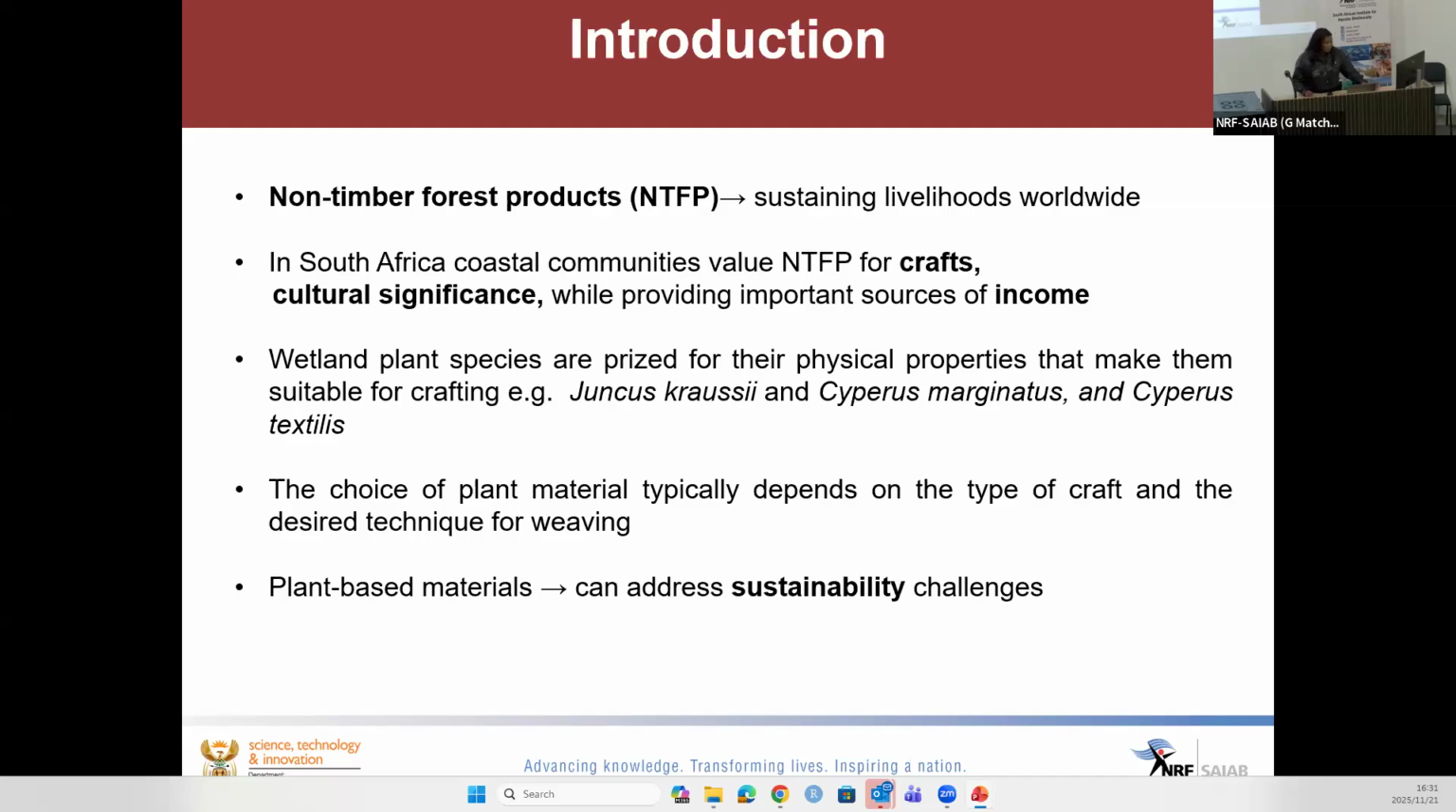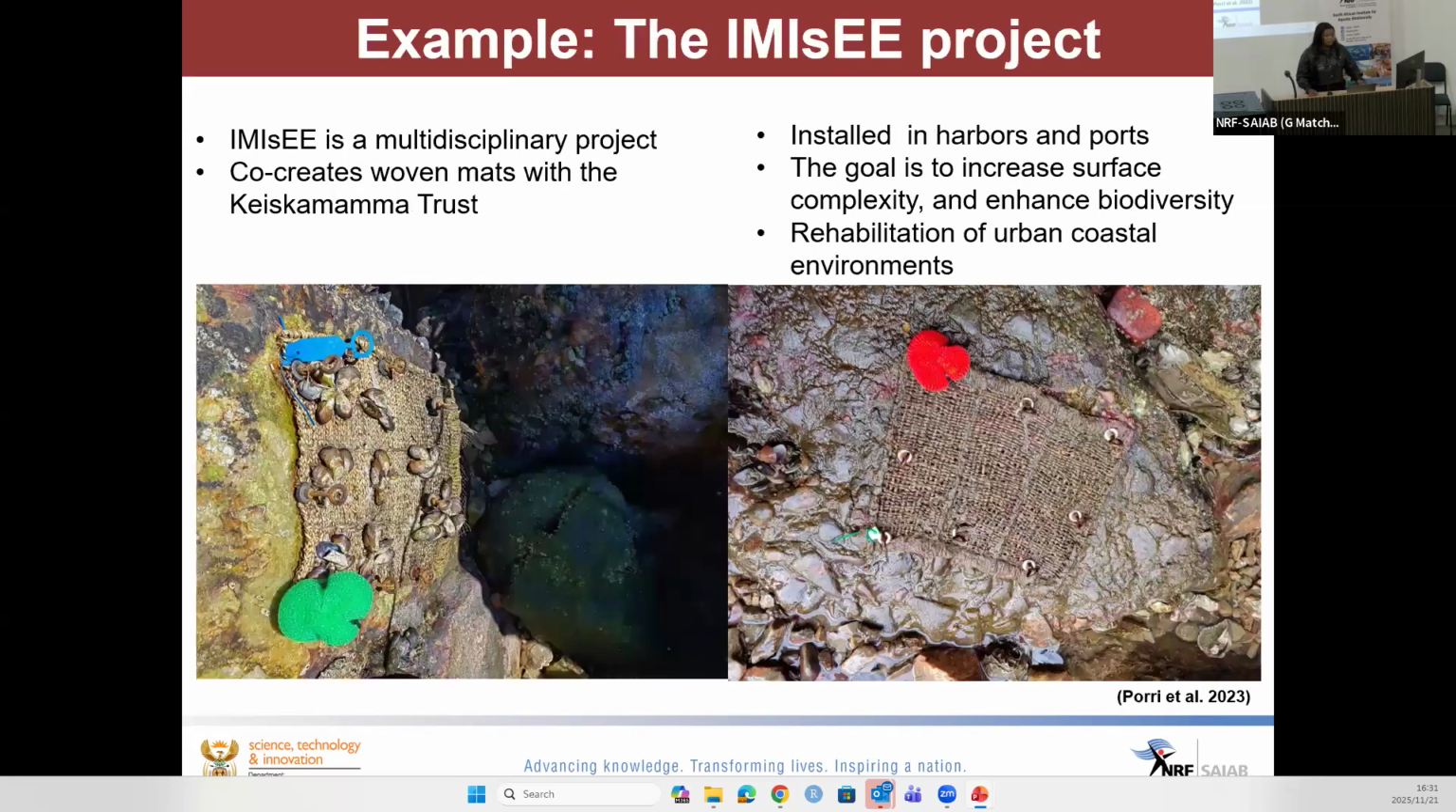So the choice of plant material typically depends on the type of craft and the desired technique of weaving. And beyond their cultural and economic value, these plant-based materials have a potential of addressing sustainability issues. One example is the imizi project that Jabulani just spoke about, a multidisciplinary project where there's a co-creation of these woven mats that are made up of Cyperus textilis.